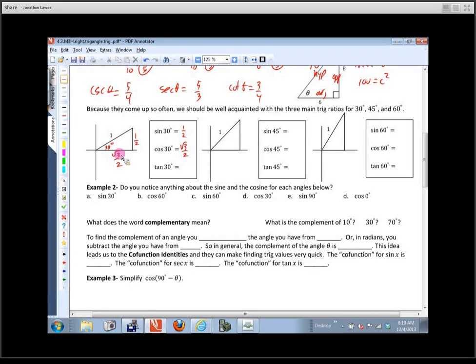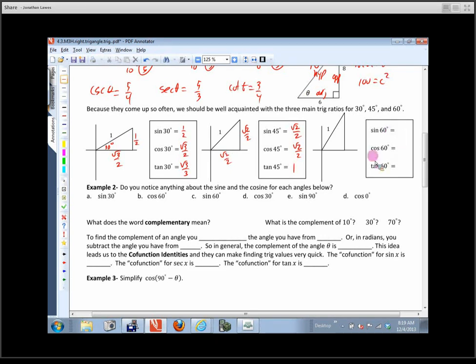Does anybody remember what happens when we take 1/2 and divide it by radical 3/2? You get radical 3/3 once you rationalize. Okay, so that's the right one there. If we do it for 45, this would be radical 2 and that would be radical 2. They're both positive because we're in the first quadrant. Again, that's radical 2/2, radical 2/2. What's the tangent of 45? Piece of cake. Same number over same number, so we get a 1 right there.